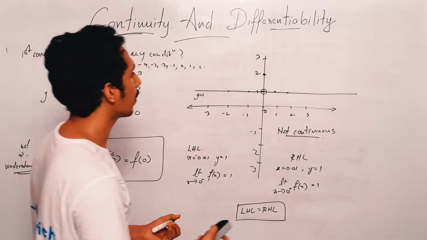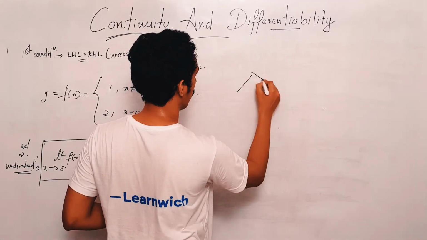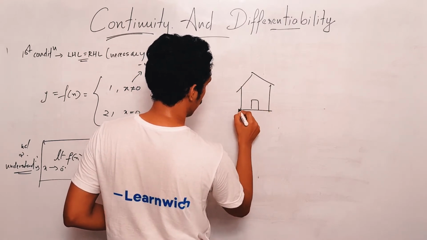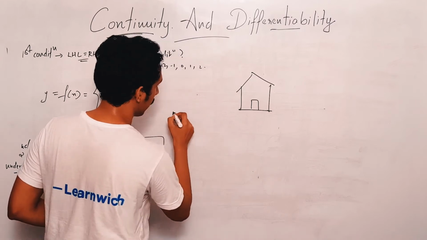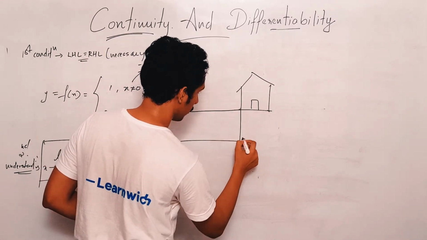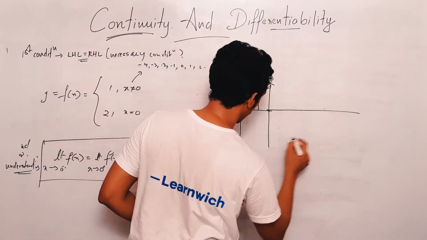So let's take a real life example. This is a house. So let's say there is a road like this. There is a road like this.